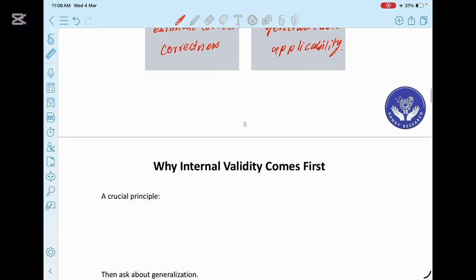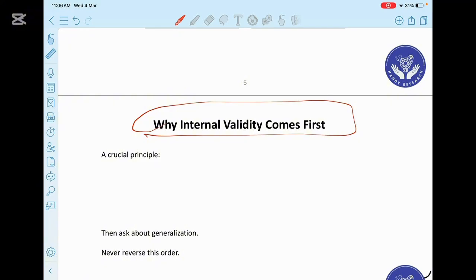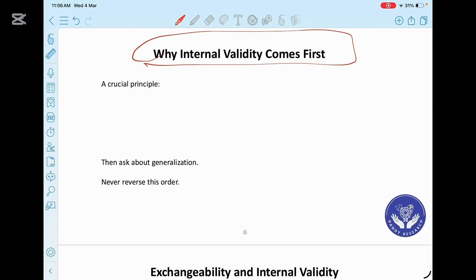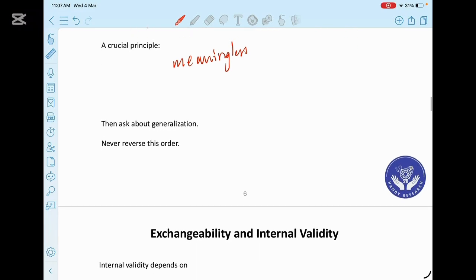So why does internal validity come first? First, we always want the result to be correct. If the result is not correct, whether it is applicable is a secondary point. So a crucial principle: without internal validity, external validity is meaningless. First ensure truth inside, then ask about generalization. Never ever reverse the order.